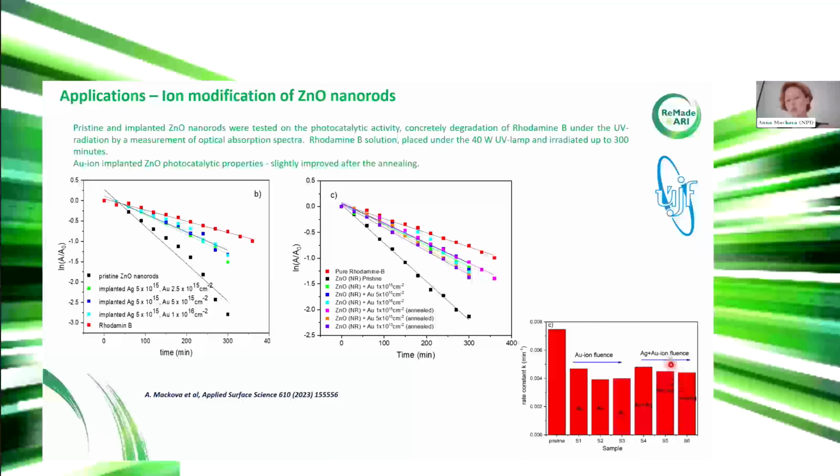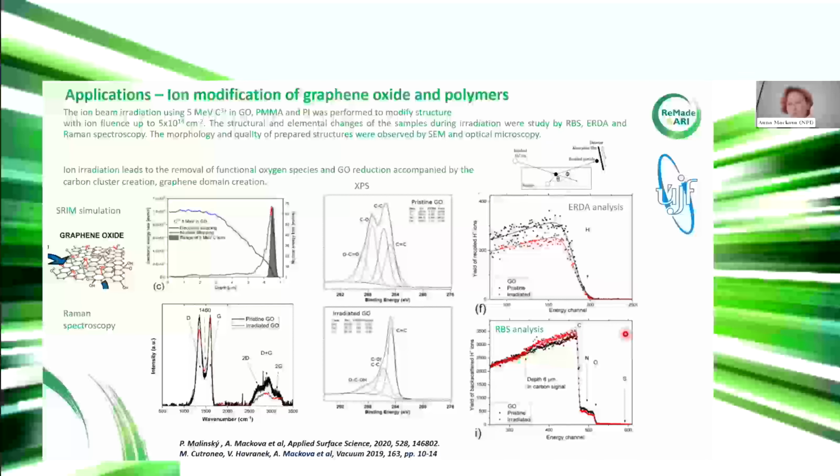So this was an example of modification of zinc oxide nanorods, where it was shown how ion beams can be used for modification of zinc oxide, creation of nanoparticles, and also analyzing them after that. And we change their optical properties and create nanoparticles there. Now we are moving to the next materials, graphene-based materials.